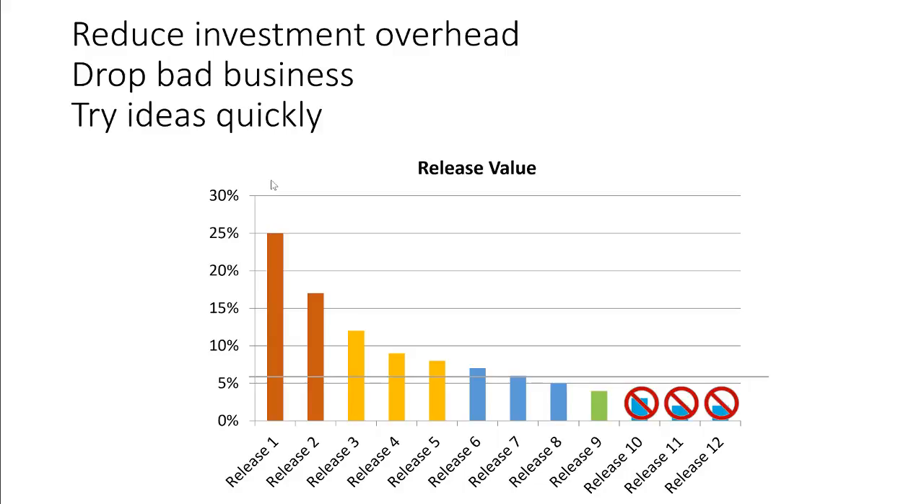If your organization has an idea and you're able to implement it in 2 weeks or a month instead of 12 to 18 months, you're able to get feedback quicker. You're able to understand better how the market is responding to it and then adapt to those changes. So that's reducing the investment overhead, dropping bad business quickly, and trying new ideas quickly. So 3 great reasons to be agile that have nothing to do with changing quickly because of changing technologies or markets.